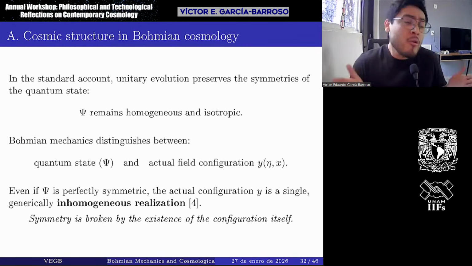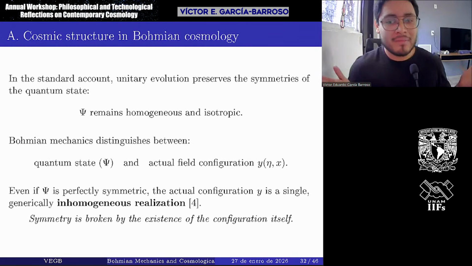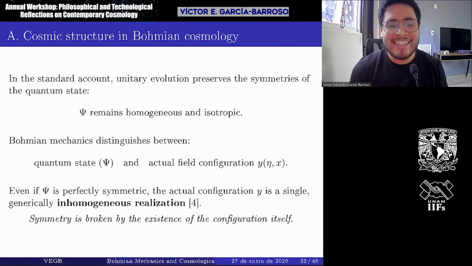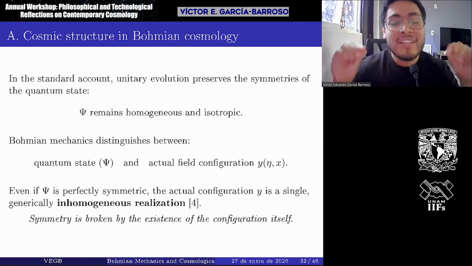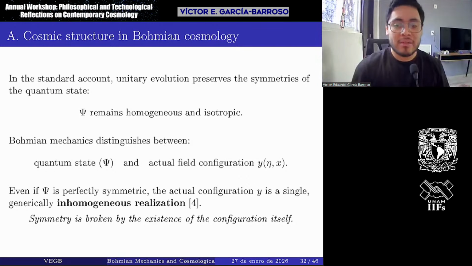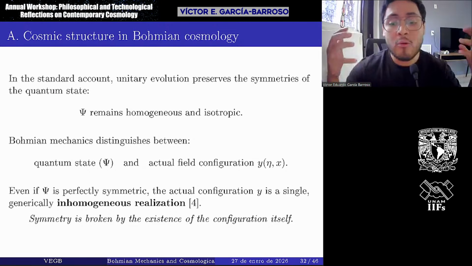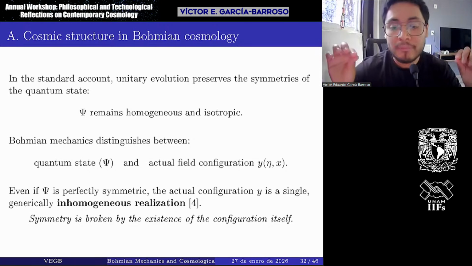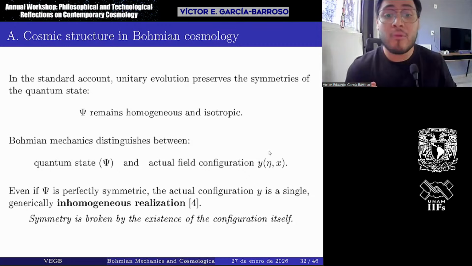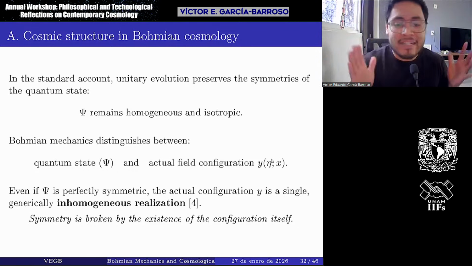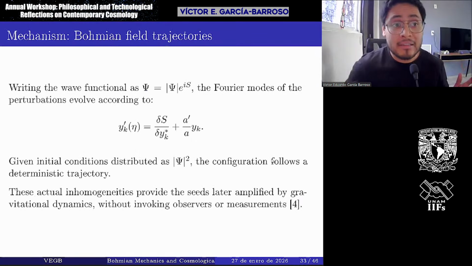And now we can solve the problem. Remember the paradox. The wave function is symmetric, homogeneous. In the standard view, this is a dead end. But in the Bohmian view, we distinguish between the wave function and the actual field. Even if the wave function is perfectly smooth, the actual field configuration, what you see here, is not. It is a specific realization, and the symmetry is broken simply because the configuration exists.